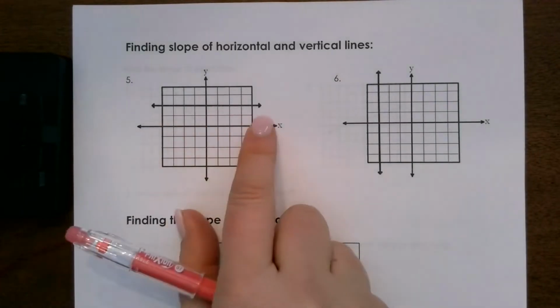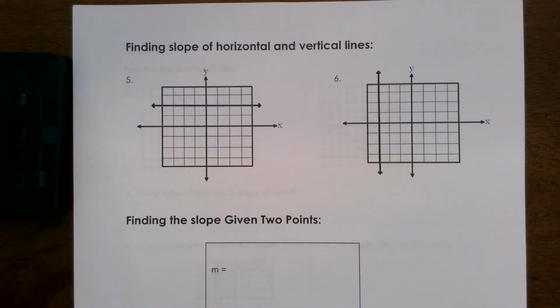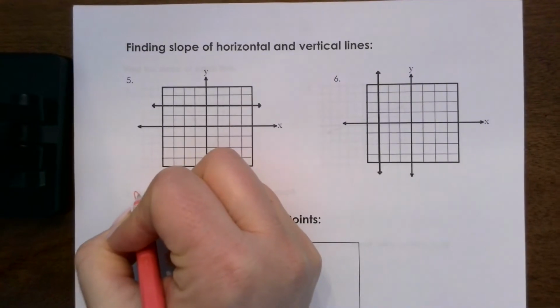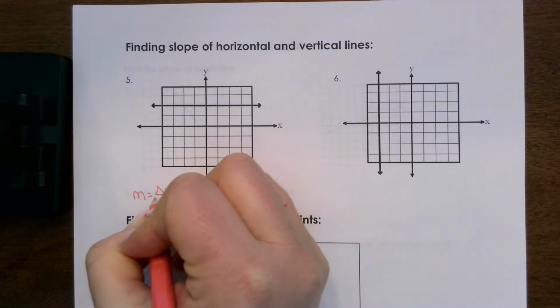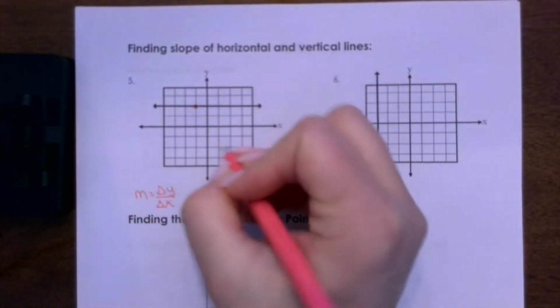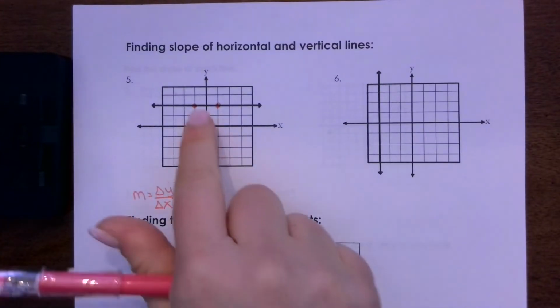So you can see here in graph number 5 that I have a horizontal line. Now, what is the slope of a horizontal line? We can calculate it by finding two perfect points, right? Let's see what the change is in two perfect points. So remember that slope is the change in y over the change in x. Well, if I choose this point and I choose this point, what is my change in y?